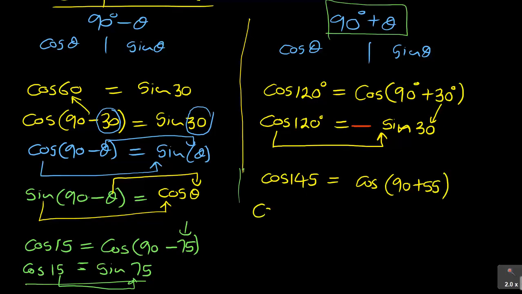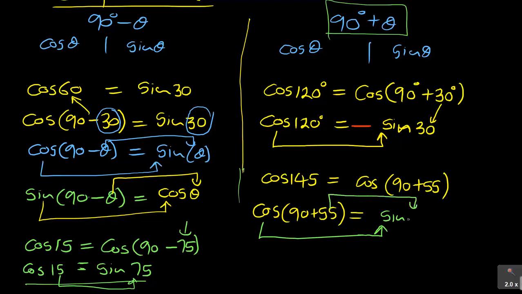So which means cos of 90 plus 55 degrees. What is cos of 90 plus 55 degrees? Remember, I'm starting with cos, I'm going to end with the cofunction, which is sine. Now the 55 degrees will be the angle that I'm going to use here, so cos of 90 plus 55 is equal to sine 55. So remember that is how you reduce that.